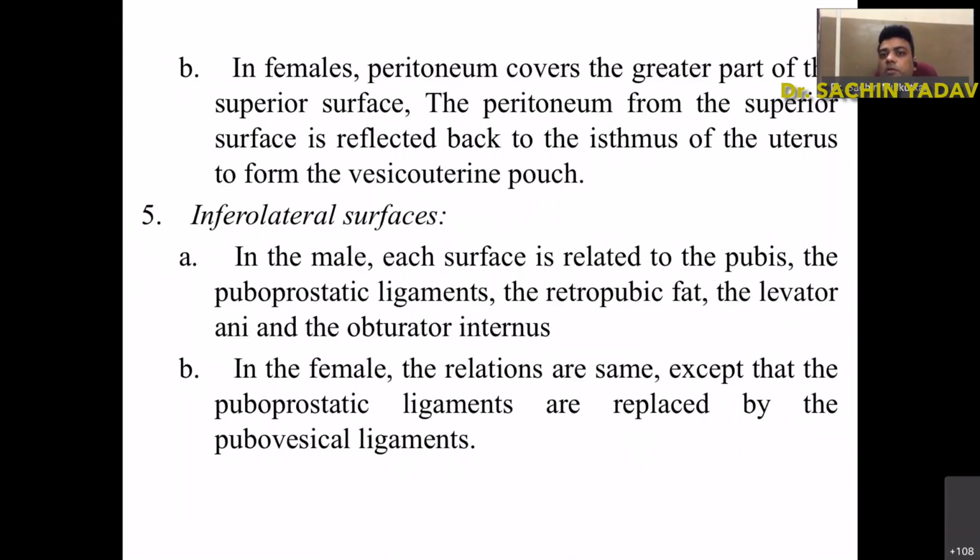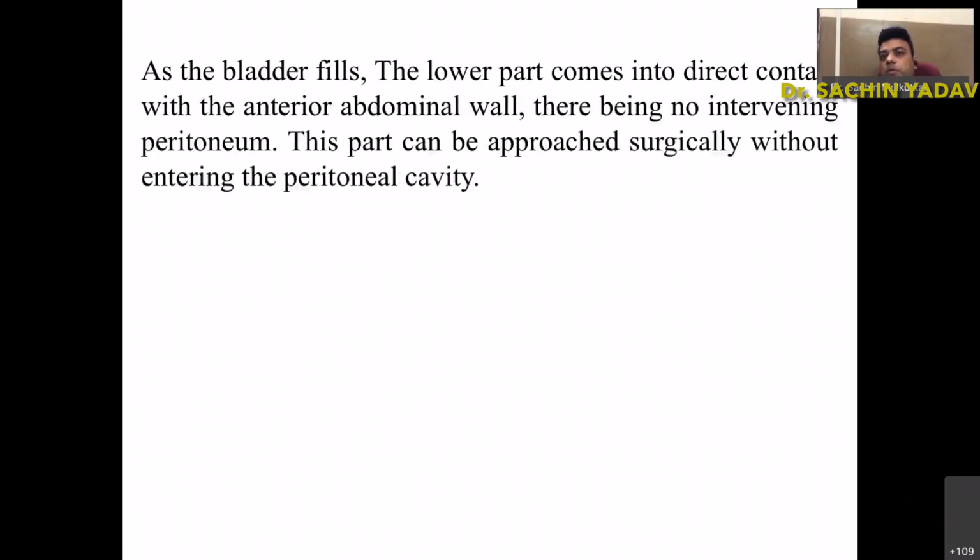And the next relation is in female. The relations are same except that puboprostatic ligaments are replaced by the pubovesical ligament because prostate gland is not present in female. So when bladder becomes full with the urine, the lower part comes in direct contact with the anterior abdominal wall, and there it is having no intervening peritoneum because it is getting lifted up. So this part can be approached surgically without entering the peritoneal cavity.